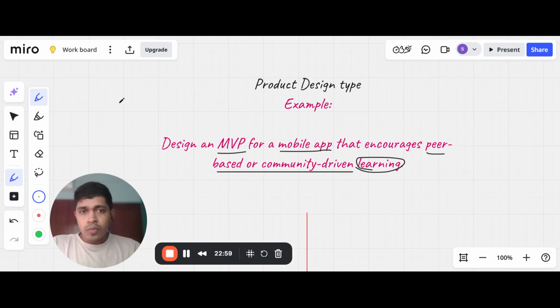So yeah, what are the questions you can ask regarding timeline and features? If you quickly think about that, you can ask time-based questions like when do the users usually learn. You can ask timeline questions. What is the timeline for this particular MVP, right?